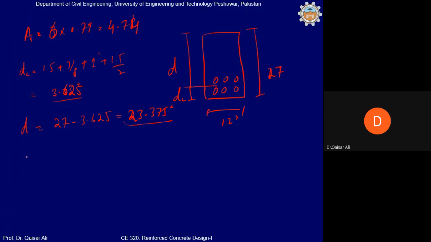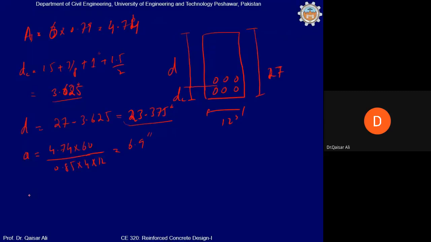So depth of compression block भी आप calculate कर सकते हैं. It is equal to 4.74 multiplied by 60 divided by 0.85 multiplied by 4 multiplied by 12. ये वैल्यू बताएं जरा. 6.97, 6.9 inches.